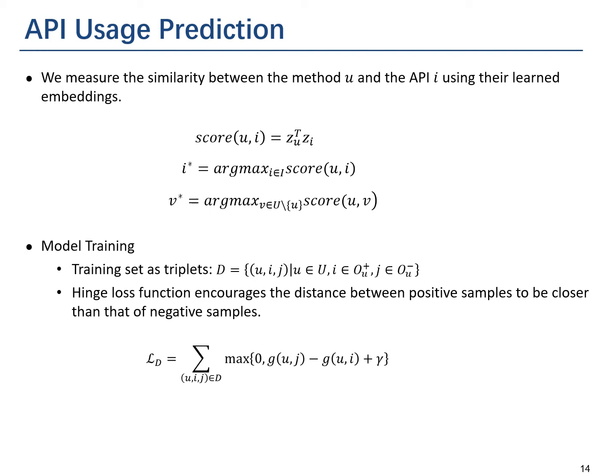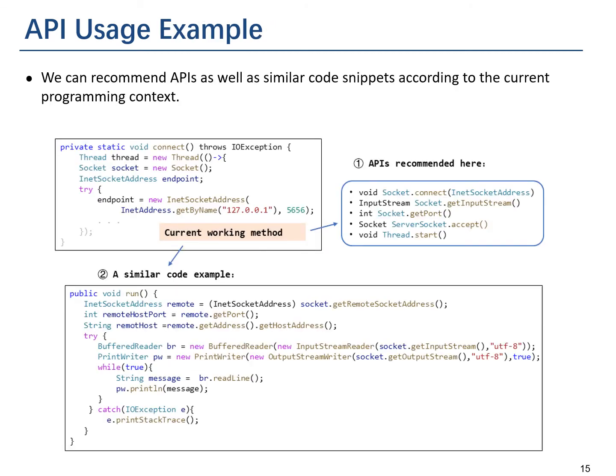As for model training, we construct the training set as triplets, including a client method U, a positive API I, and a negative API J. We use a hinge loss function that encourages the distance between positive samples to be closer than that of negative samples.